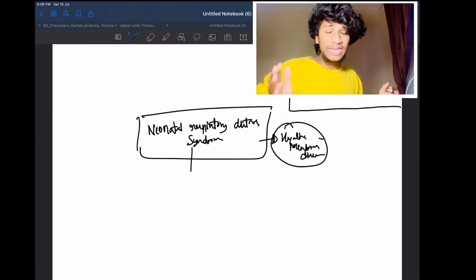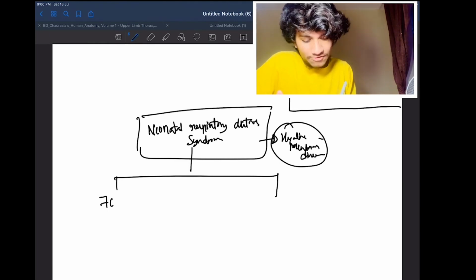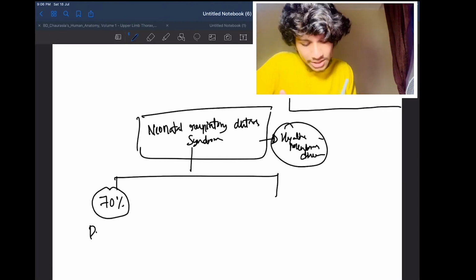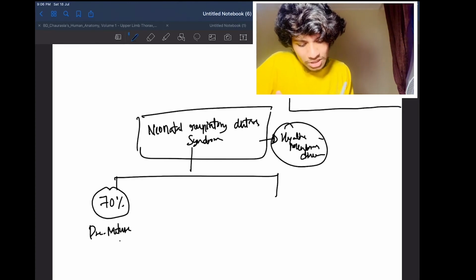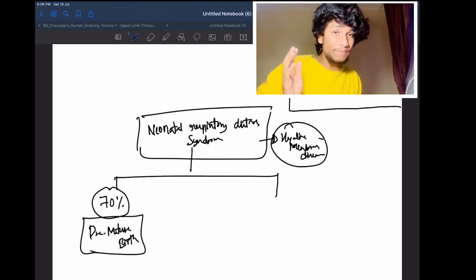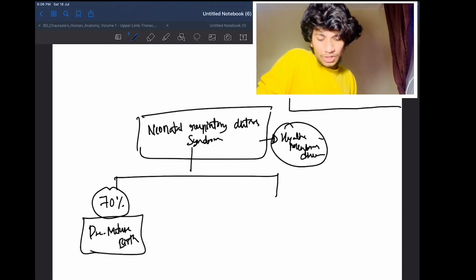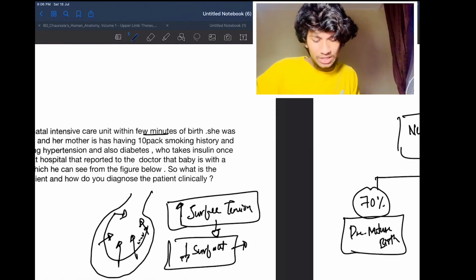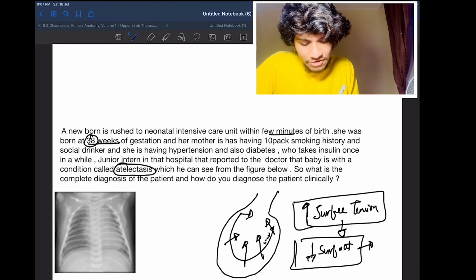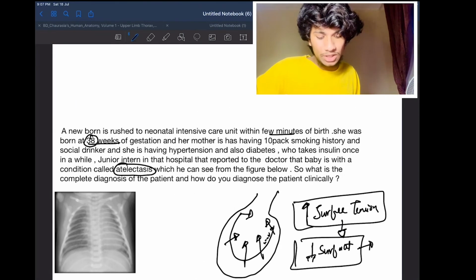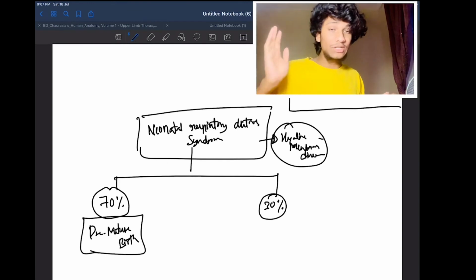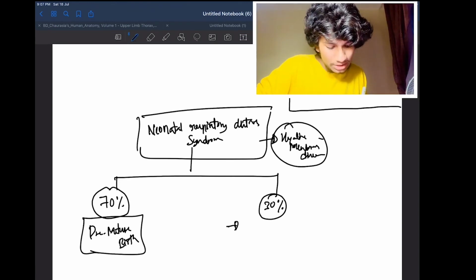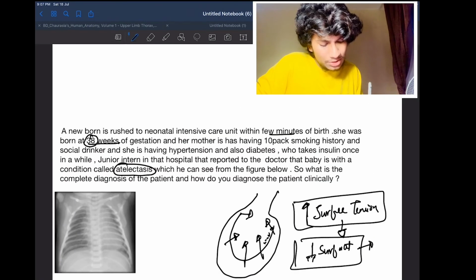The main cause, in 70% of cases of neonatal respiratory distress syndrome, is premature birth. So first let's see the premature birth. The 38-week gestation is not at all a premature birth, so it is normal. And now let's see what the other 30% of cases are and what factors are in this. Firstly, we'll see the hypertension. Yes, we have hypertension.